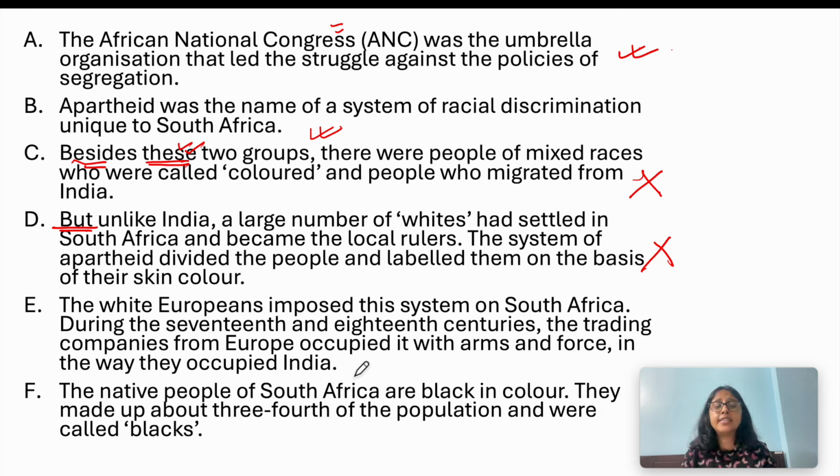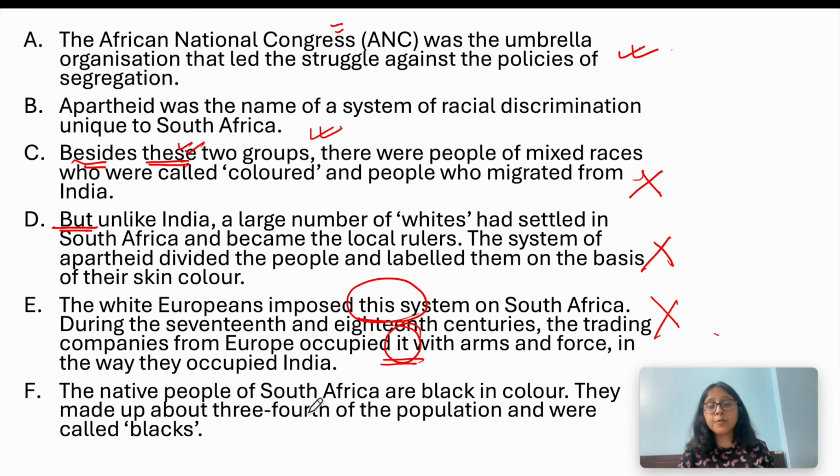So here you can see again the usage of the demonstrative adjective this. So this cannot be your first sentence. Also you can see here the usage of the pronoun it has been made. Now we do not know the noun for this pronoun it. So this cannot be your first sentence.